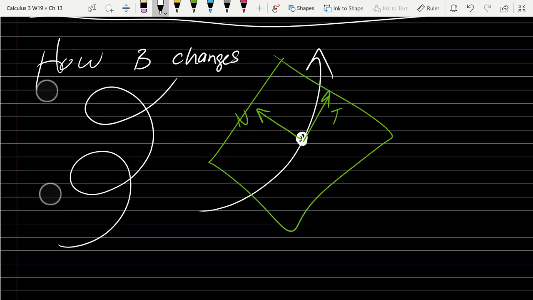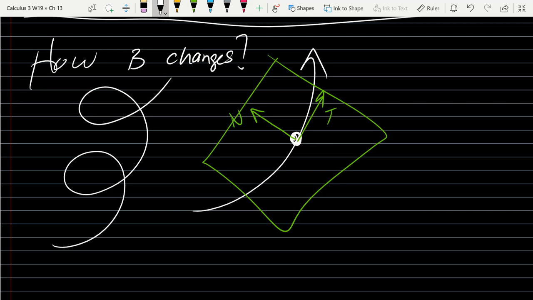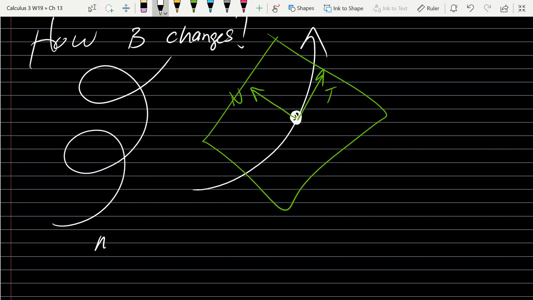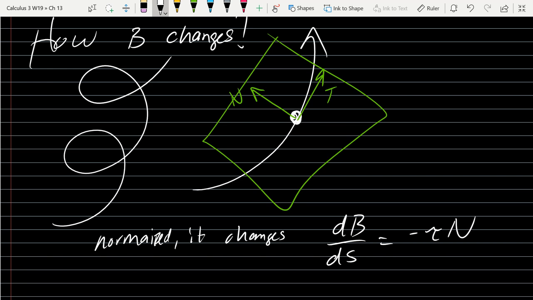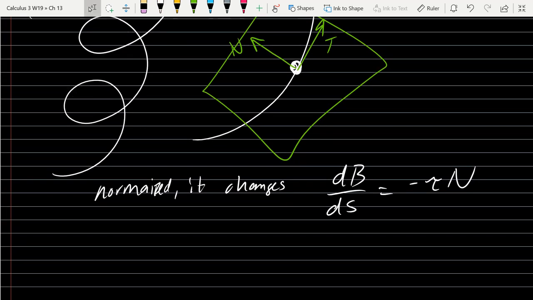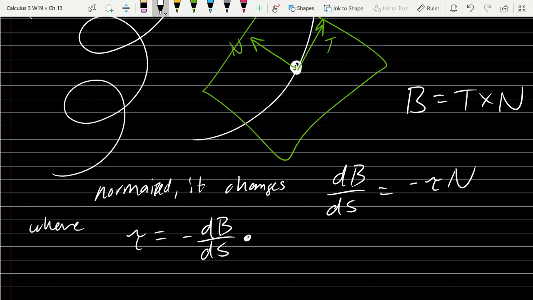And we can measure how this changes. We're going to measure how it changes in the normalized version. So that'll be dB over dS, where S is the arc length, how the distance changes. So it'll change as negative tau N. And of course, B is T cross N, and this little tau is equal to negative dB over dS dot N.